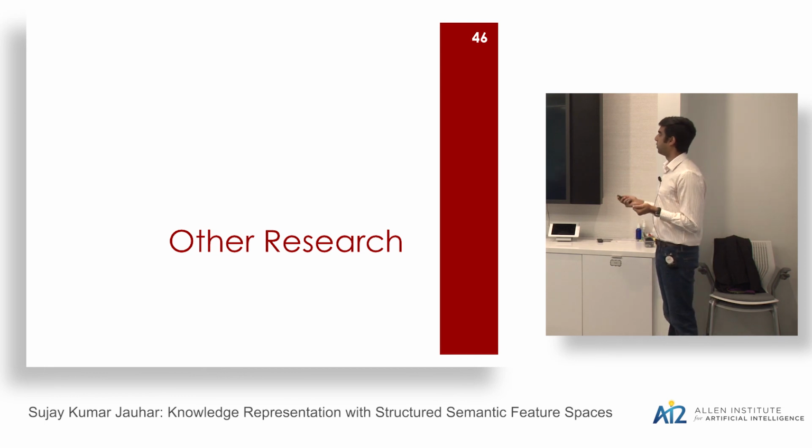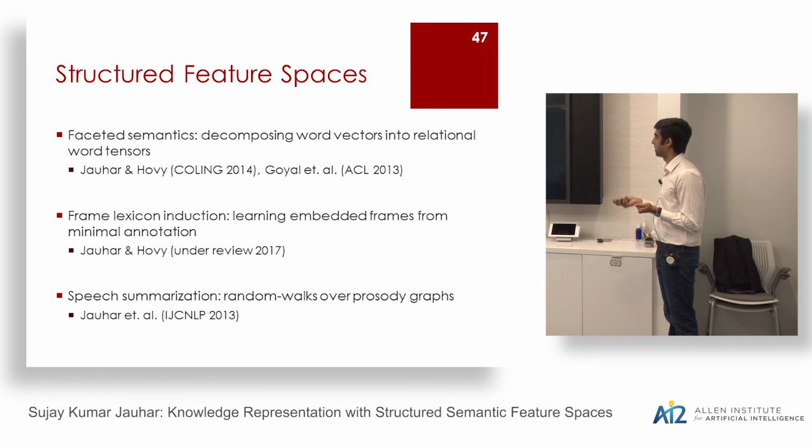Here's a quick overview of some of the other work that I've been doing during the course of my thesis. This work also deals with structured feature spaces. So I have some work on something we call faceted semantics. The idea here is to decompose a word vector into a word tensor, where each of the individual rows corresponds to the semantic signature in a particular relationship. And we have a couple of papers on that.